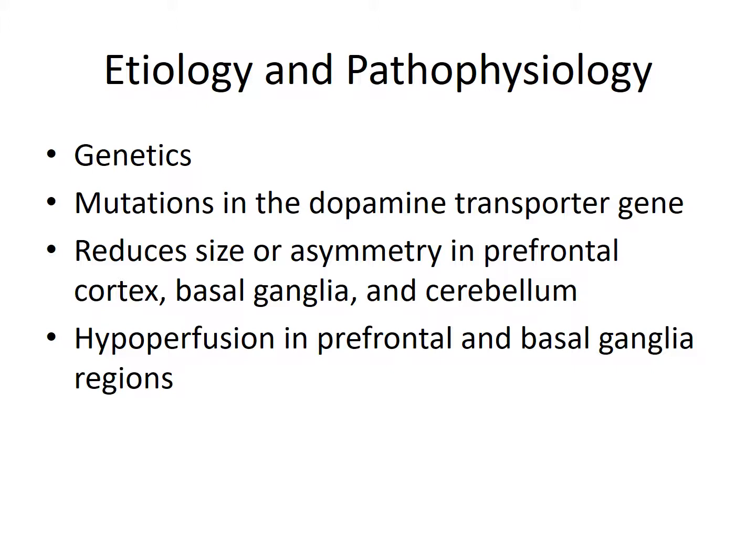Genetics, dopamine transport. That's the gene that brings the dopamine back up into the cell. It's the reuptake gene, the transporter, that reuptakes dopamine. And of course, you see different sizes here. Hypoperfusion. This is all prefrontal cortex. Ganglia is movement. Cerebellum is also movement. So it makes sense that these areas are abnormal when you look at ADHD, because that's where hyperactivity and attentional processes lie in the brain.